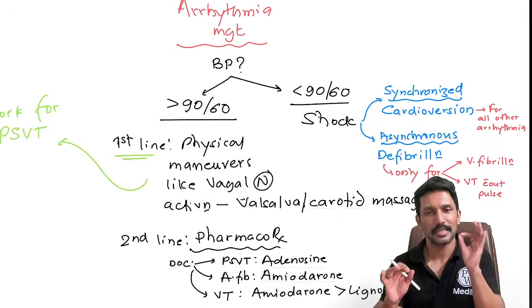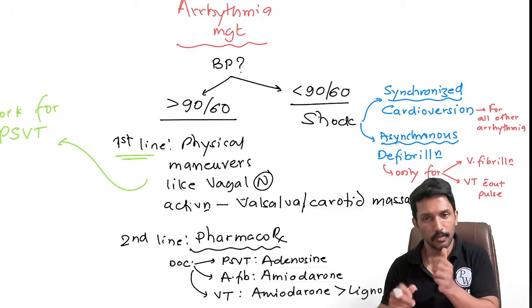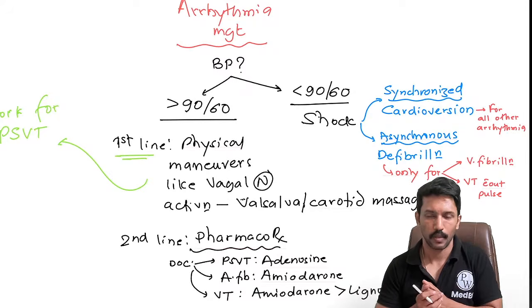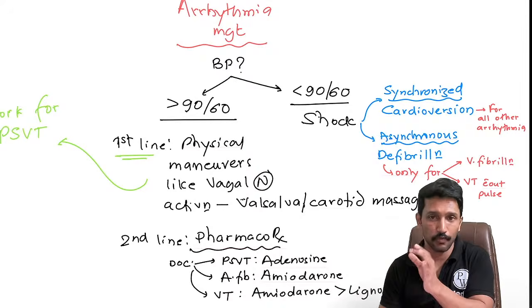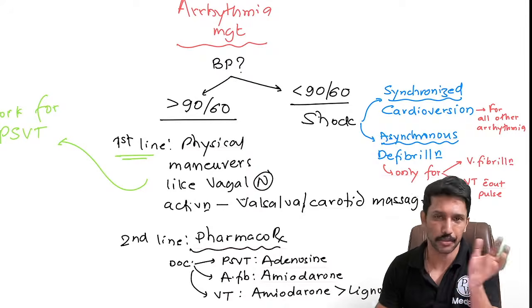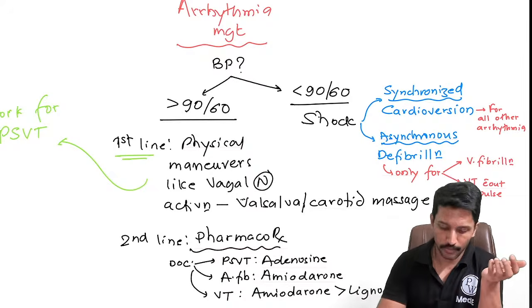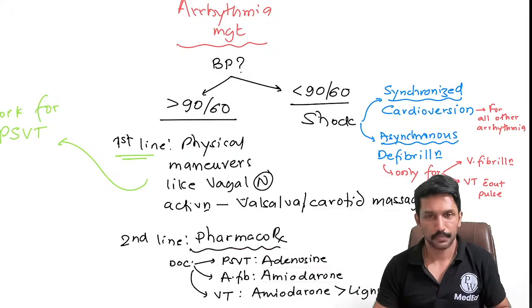So what's the approach? Any arrhythmia, stable, physical measures or drugs. Not stable, shock. Shock, two types, cardioversion and defibrillation. For VT without pulse and VFib, defibrillation. For every other arrhythmia, if the patient is not stable, we go for cardioversion. Okay. And then when we go to drugs, we choose drugs based on which arrhythmia we are dealing with.